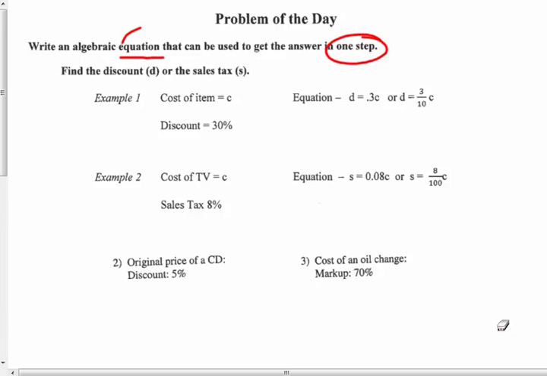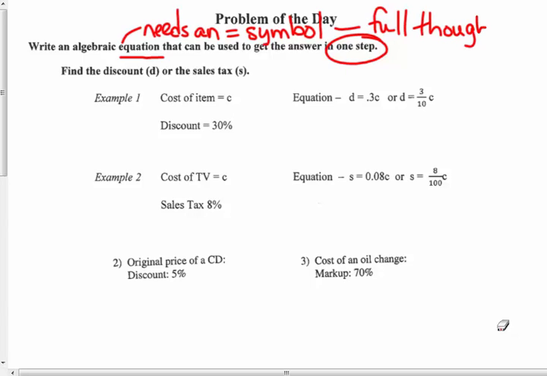And equations do need an equal sign. So it needs an equal sign or an equal symbol. So an equation, a full thought, a full mathematical thought, like a sentence in English is a full thought. So writing an equation that can be used to get the answer in one step. Find the discount D or the sales tax S. So just finding discount and sales tax.